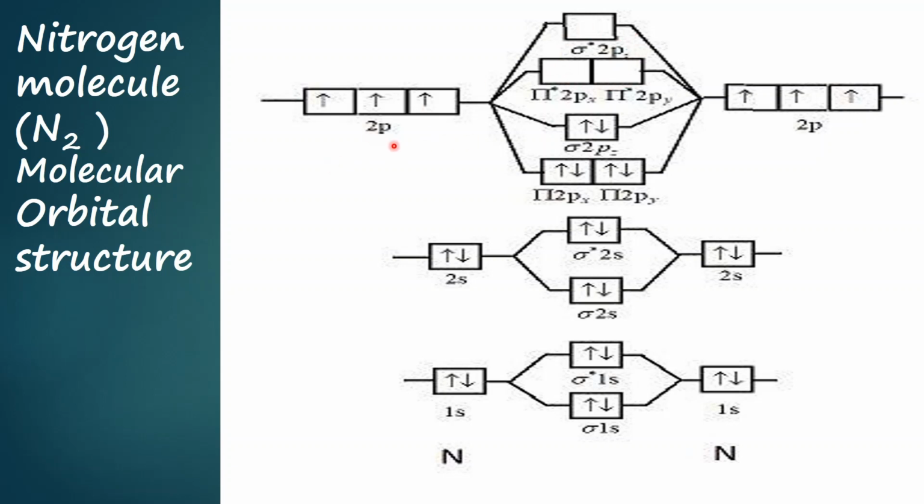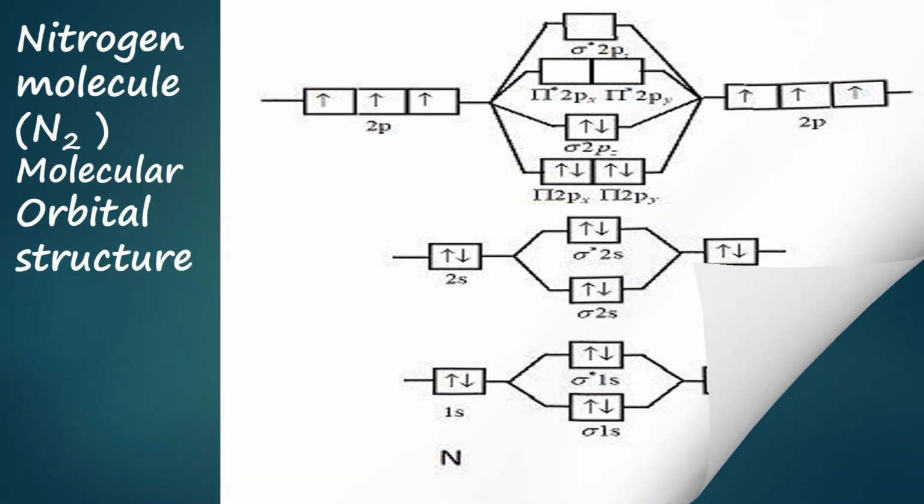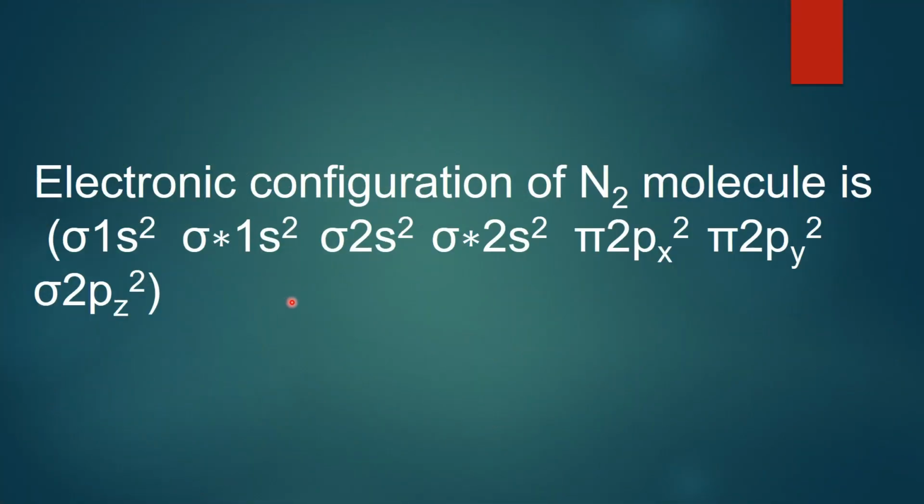Here in the 2p atomic orbitals, there are 3 electrons from one nitrogen and 3 electrons from the other nitrogen. A total of 6 electrons are distributed in these molecular orbitals. Now we are going to write the nitrogen molecule electronic configuration. The electronic configuration of the nitrogen molecule is sigma 1s2, sigma star 1s2, sigma 2s2, sigma star 2s2, pi 2px2, pi 2py2 and sigma 2pz2. The electrons present without a star are called bonding electrons.